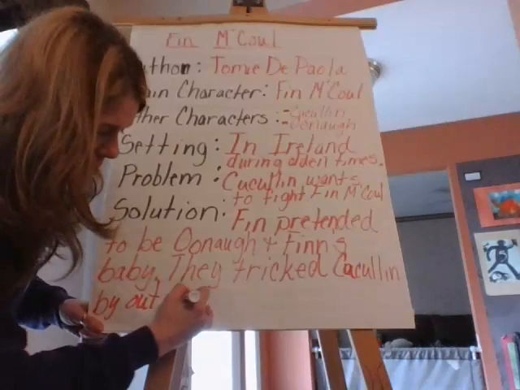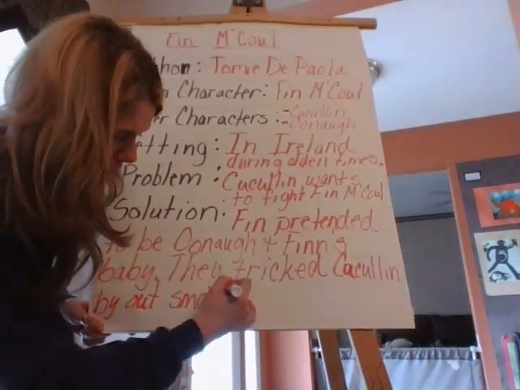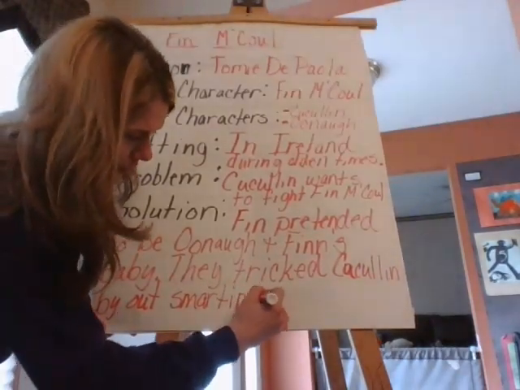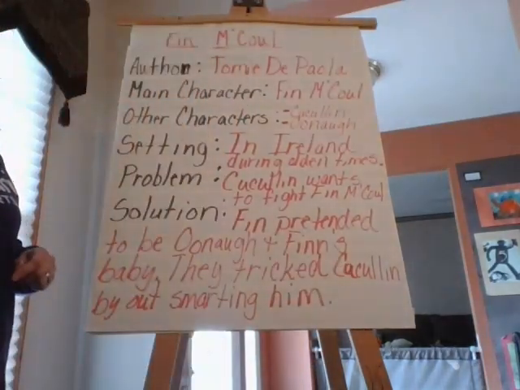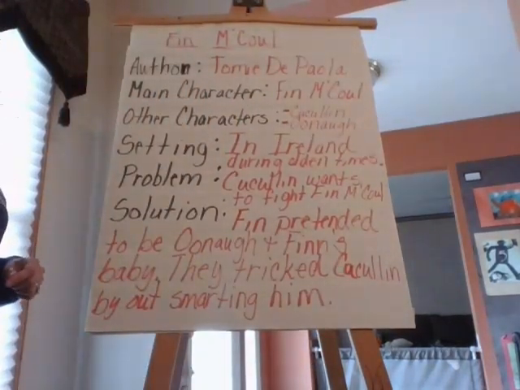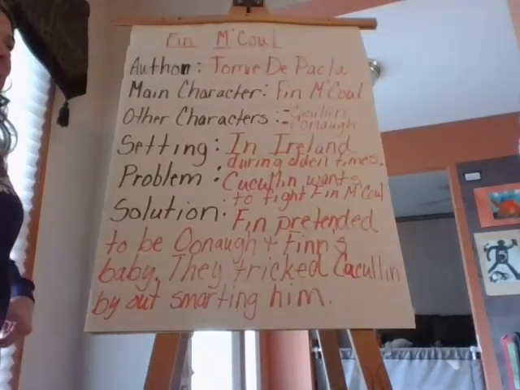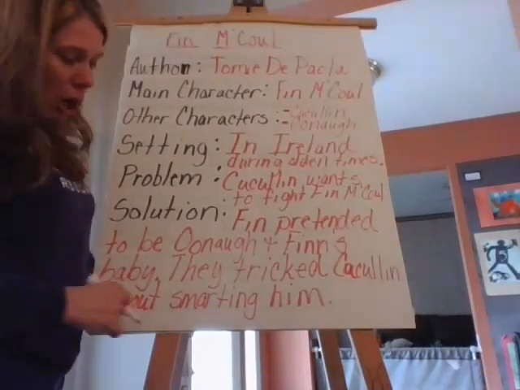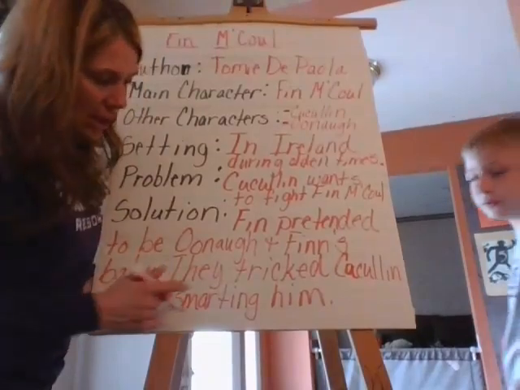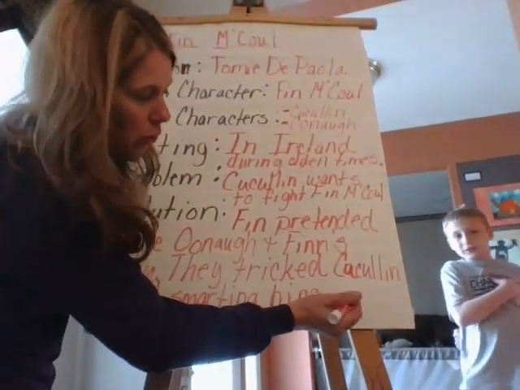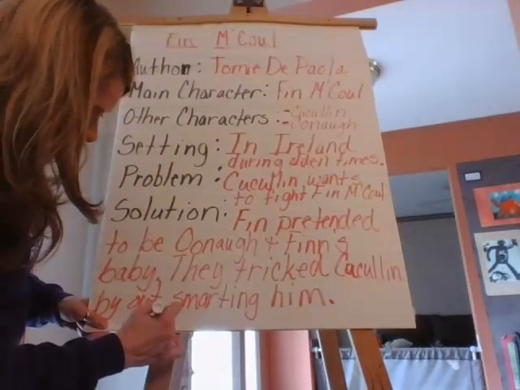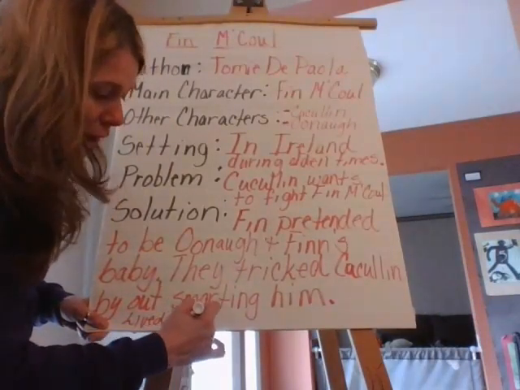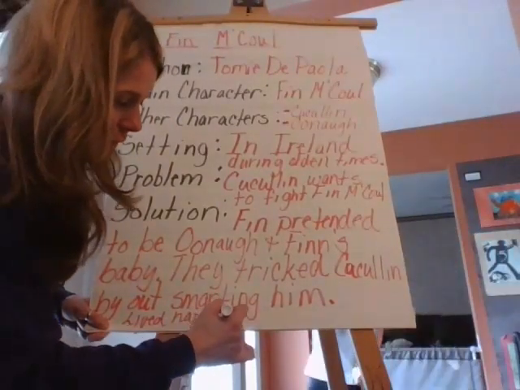Outsmarting. That was all one word. I didn't know it was two words. I think it's two. I thought it was one. By outsmarting him. So in the end, Una and Finn lived happily ever after.